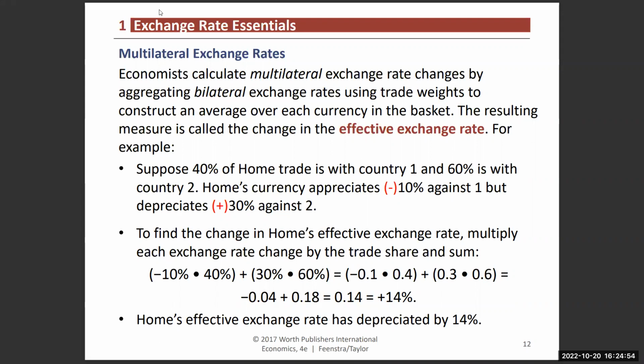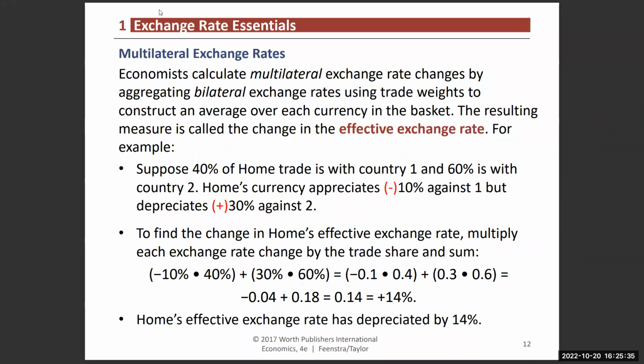So let us imagine here that 40% of our trade is with country 1 and 60% is with country 2. Therefore, this is our calculation here. Okay, home currency appreciates. This is minus 10%, exactly the same convention as previously. So we are paying less of our currency for 1 unit of another currency, so against one, but it depreciates against the second one. Okay, and we want to know whether this is a positive effect for us or not.